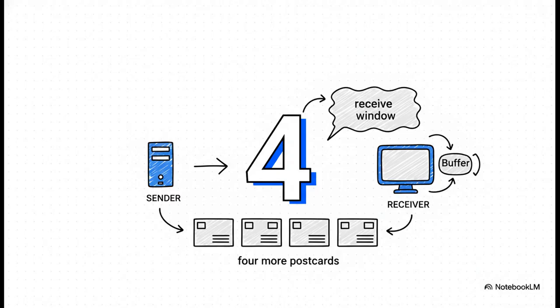So here's how it works. With every single acknowledgement it sends back, the receiver also includes a little number called the receive window. This number is a message to the sender that says, "Okay, right now I have enough memory to handle exactly 4 more of your postcards. Don't you dare send me more than that until you hear from me again." This window size can get bigger or smaller on the fly, making sure the receiver never gets buried in data.